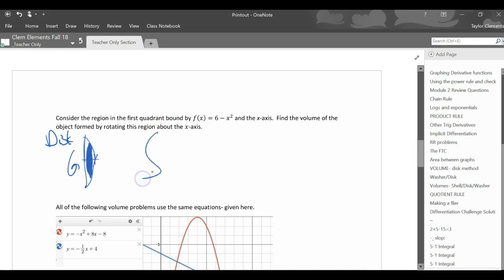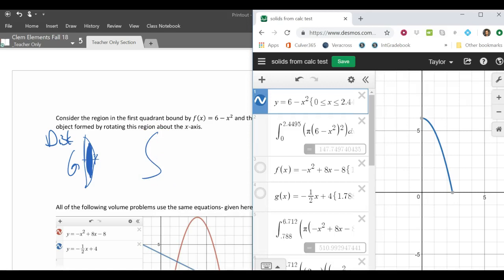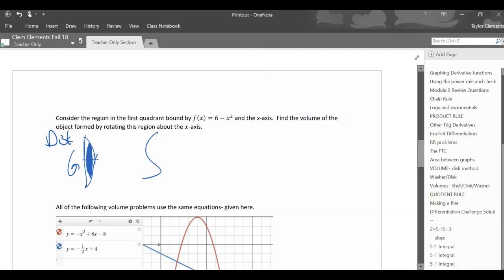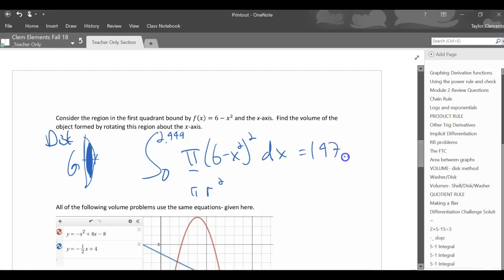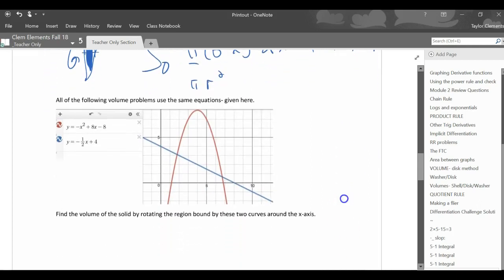Let's look at what we're integrating from what to what. Vertical slices, so I'm going from 0 to 2.449. And it's just a radius, so pi r squared, and the radius is just going to be the height of that graph at any moment. So I got pi r squared dx, so I'll type that in here. Pi r squared dx, 147.749. Cool. And some units cubed, that's fine.